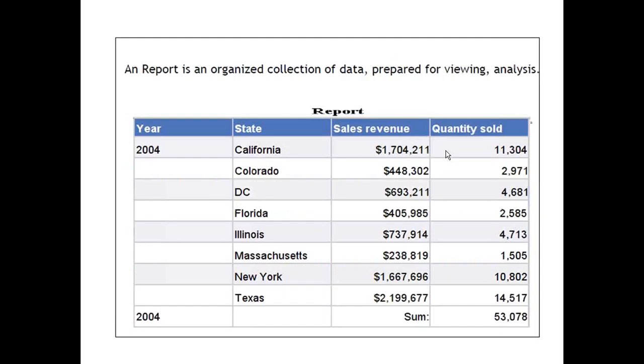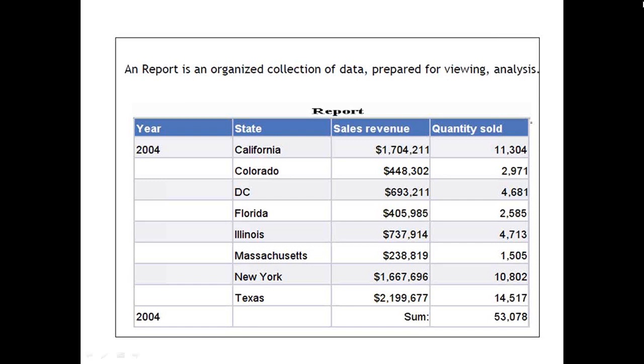Okay. So let's see the example. You can see the example of the report here, an organized collection of data prepared for viewing and analysis. A year-wise, state-wise sales revenue and quantity sold, you can see here. Particularly in 2004, state-wise sales revenue information is available here, right? So which state has the highest sales revenue, and which state has the very least sales revenue? Texas has the highest sales revenue, and Massachusetts has the very least sales revenue.